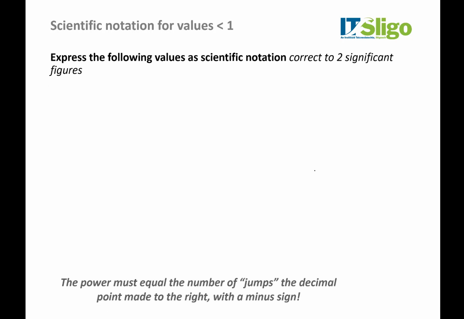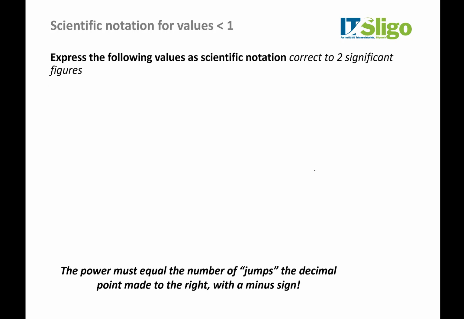Now we look at small values, values less than 1. The power must equal the number of jumps the decimal point makes. Remember the clown face. We're generally going to be using this side of the clown now. The decimal point is going to be hopping to the right. So have a wee go.